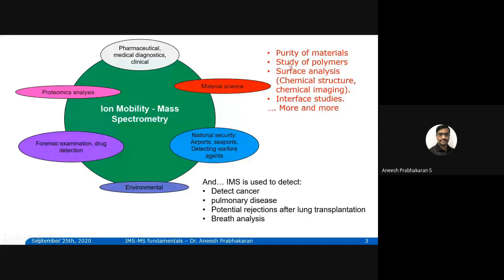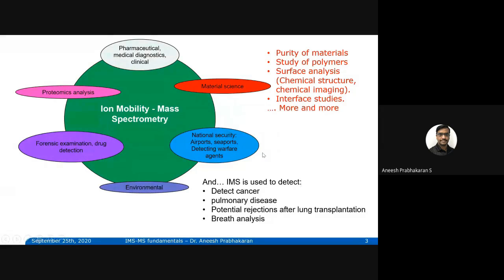In material science, we use mass spectrometry to identify the purity of the materials, to study polymers, for surface analysis, to identify the chemical structure, and also for the chemical imaging of surfaces, and interface studies, and more. And also this has application in national security, airports, seaports, detecting warfare agents.